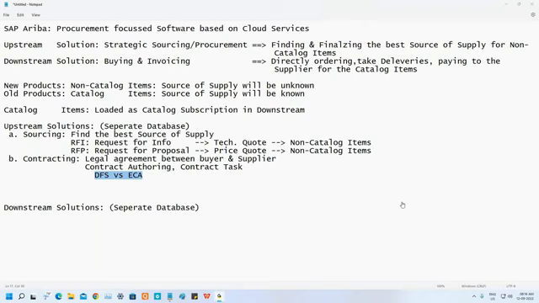Is there any meaning out of it? Then I will say yes. DFS actually stands for desktop file sync. ECA stands for enhanced contract authoring. So what's the issue?